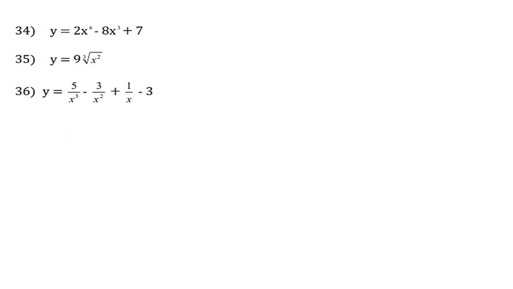For question 34, it's written in terms of y, so I need to find dy by dx. I will put down the exponent, which is 6, so 6 multiplied by 2 is 12. Subtract from the exponent 1, it's going to be to the power 5. Minus 3 multiplied by 8 is 24, and x to the power of 2. And the derivative of any constant is 0, so I'm not going to write it. This is for question 34.